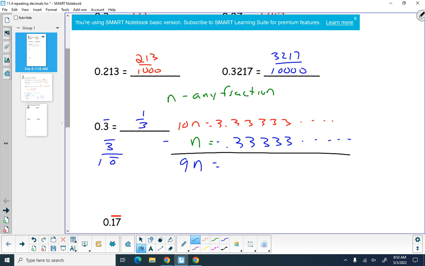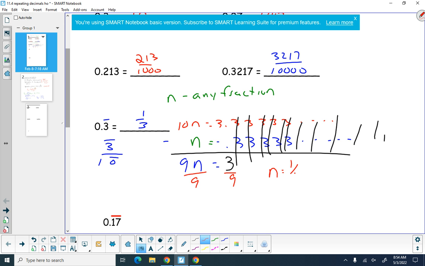These all cancel. No matter how many there are out there, which means there's an infinite number of them, they will all cancel, leaving us with just the value of 3. Now, solving this equation, we can divide by 9, divide by 9. n is 3 divided by 9, n is equal to 1/3.